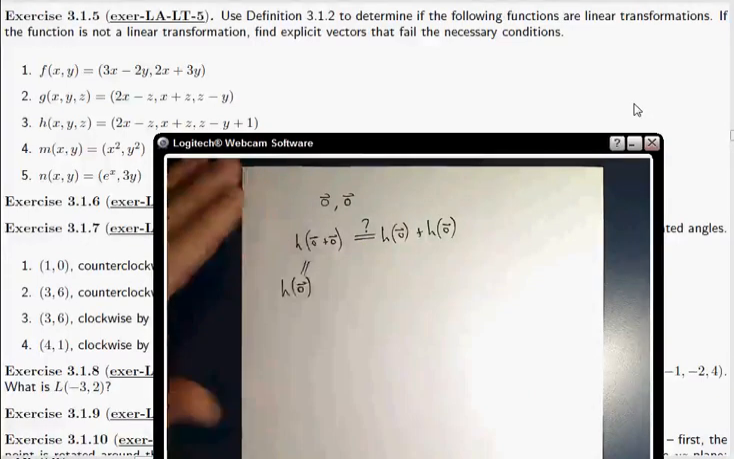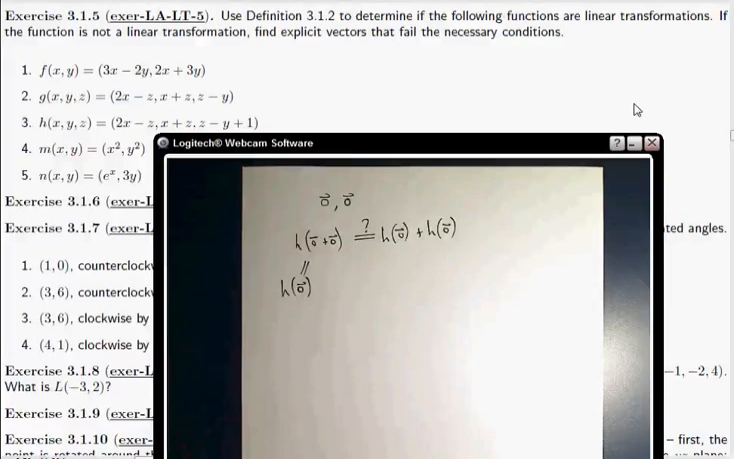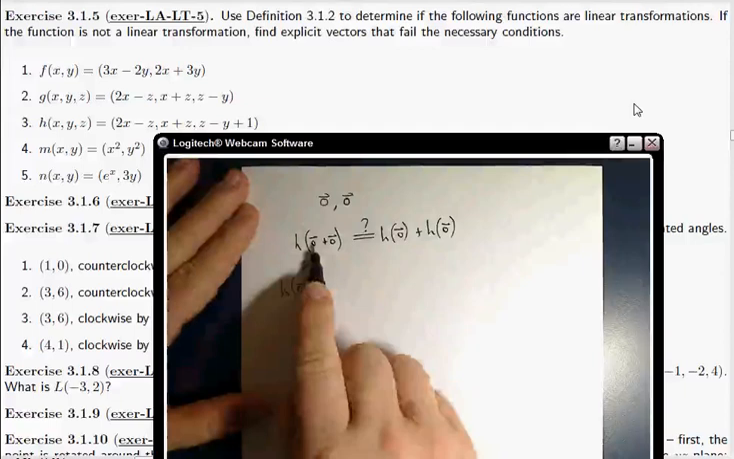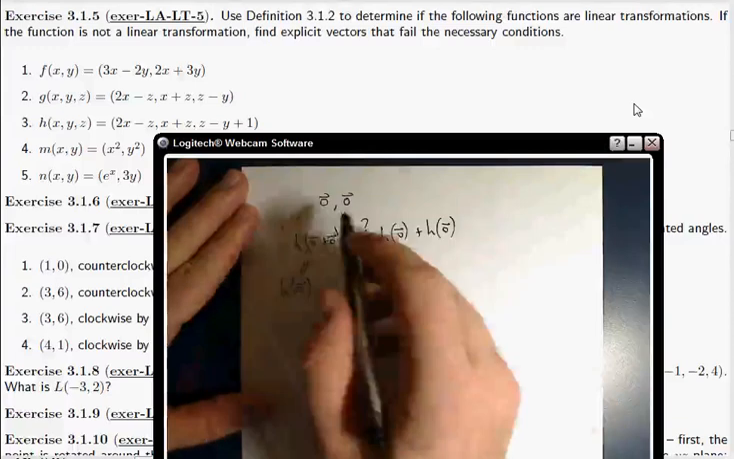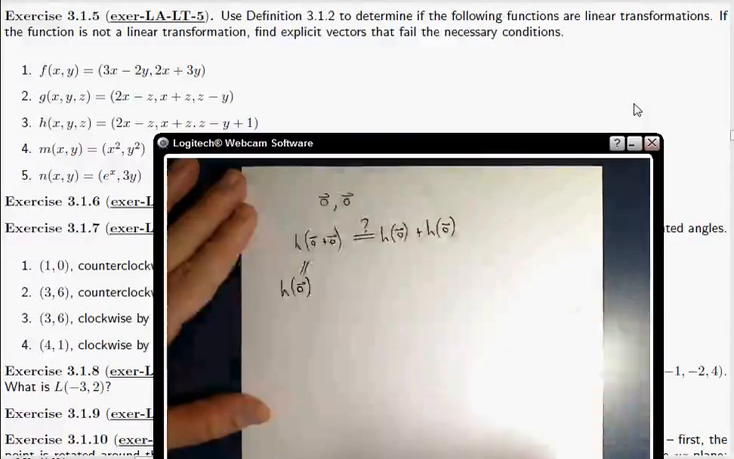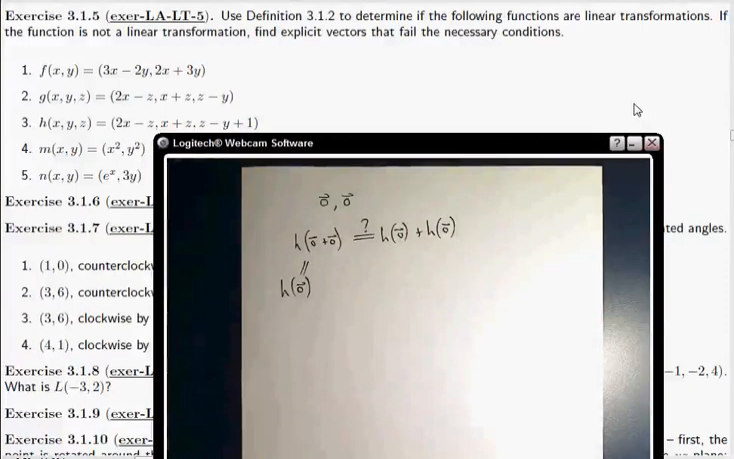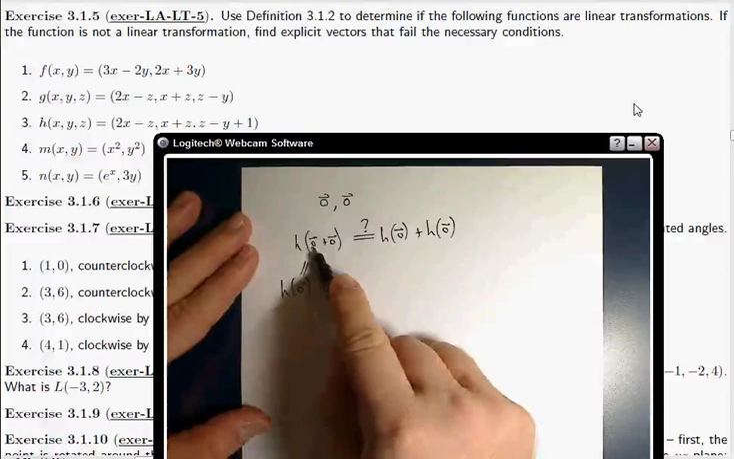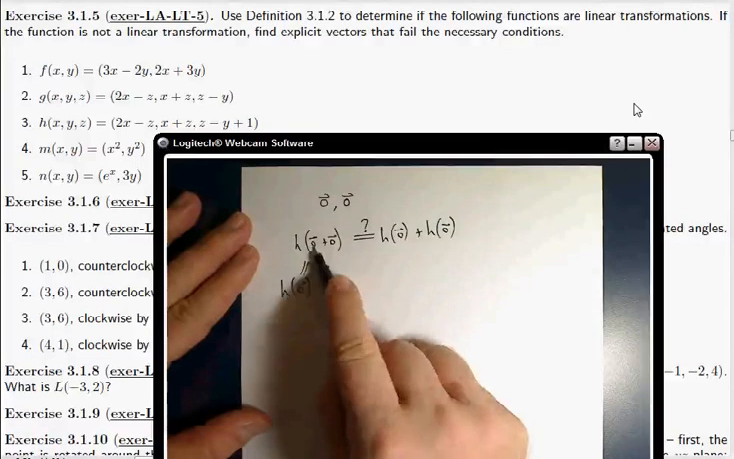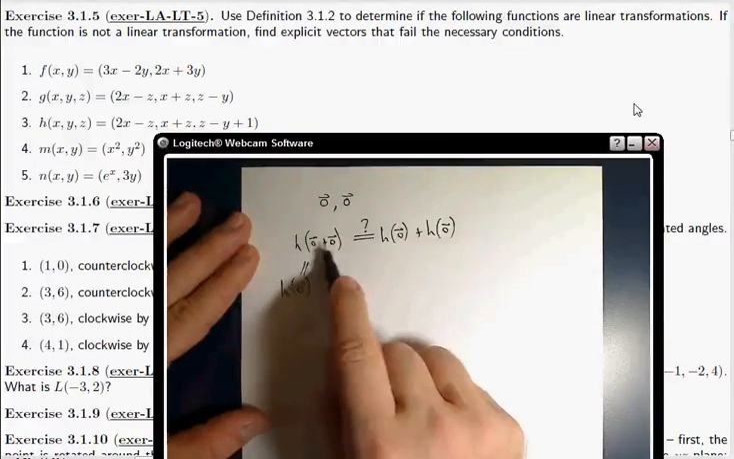Quick question. You don't need 3 zeros? Well, this is the vector 0, 0, and that's the vector 0, 0. You don't need one for the z coordinate? No, I'm sorry, I misspoke. When I say 0 vector, that's 0, 0, 0, and so these are two separate vectors.